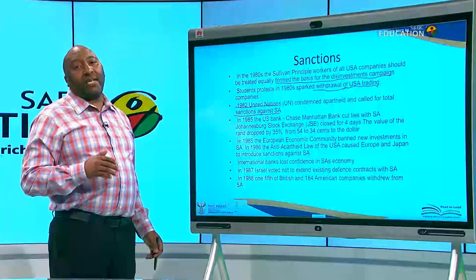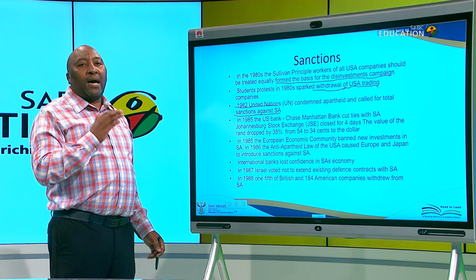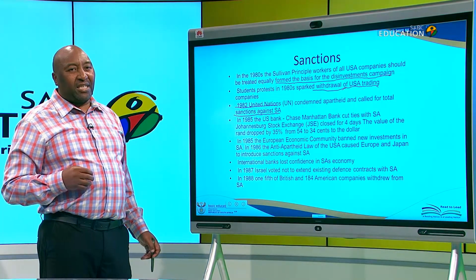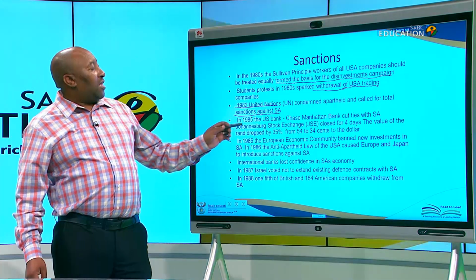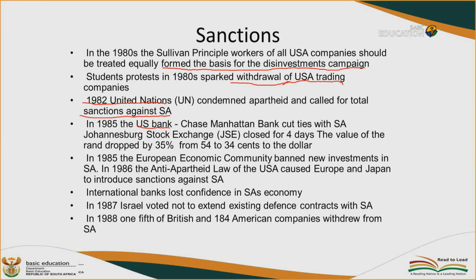South Africa had no choice but to relook into their apartheid policies or apartheid legislation. As I said in the economic boycott, the US bank, the Manhattan, also contributed by removing their ties with South Africa. The Johannesburg Stock Exchange was closed for a period of 4 days after the Manhattan withdrew their support. The value of the rand, as I said, dropped from 54 to 34 cents to the dollar. That simply says the apartheid government was brought to its knees in terms of its financial standing in the country.